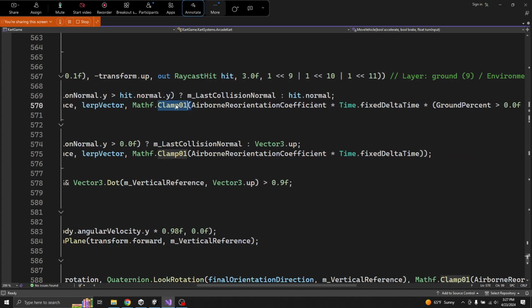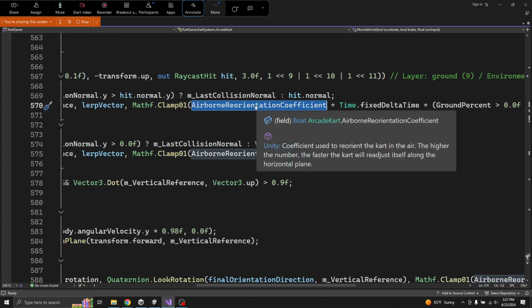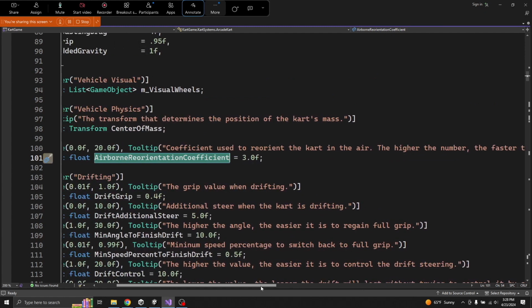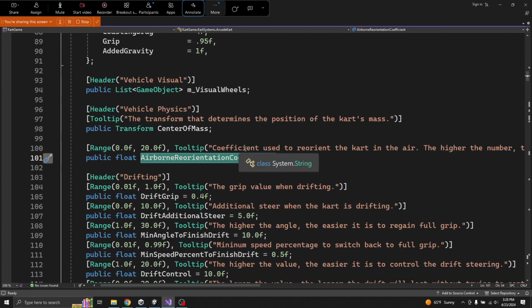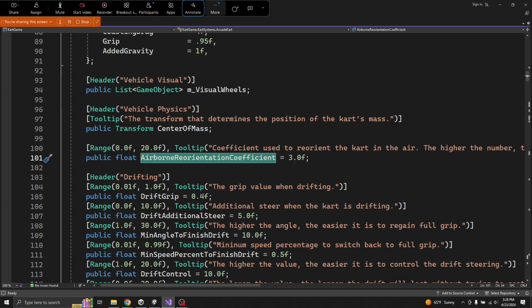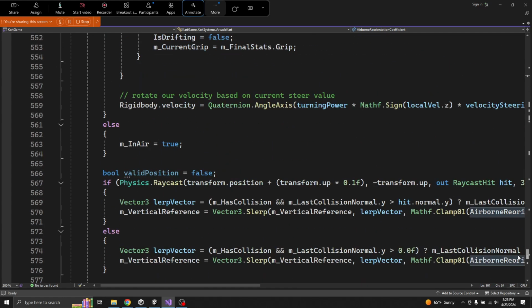So here we have this clamp 0 to 1. So we have this airborne reorientation coefficient. Interesting. Coefficient used to reorient the cart in the air. The higher the number, the faster the cart will readjust itself. Okay. Let me just go take a look at this. What's really cool is notice that there's a tooltip here, and this shows in the inspector. But notice it also shows up here, like I was just reading it down toward the bottom. It's coming from here. So it's defaulting to 3. You can set it from 0 to 20.